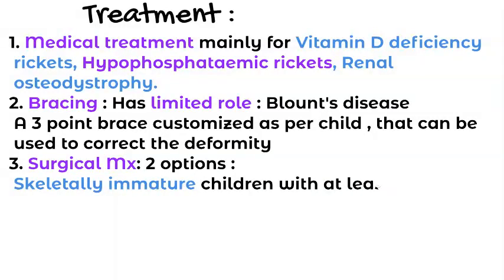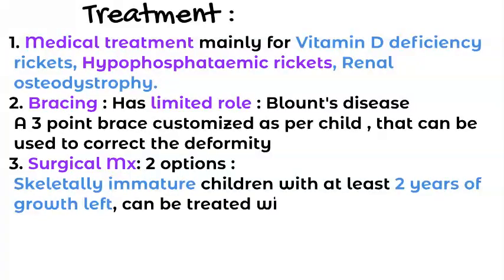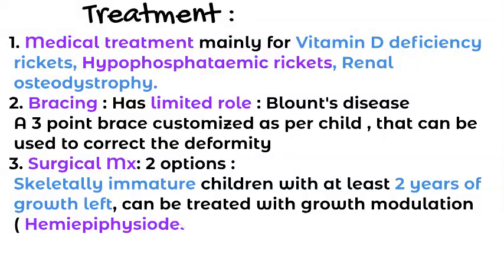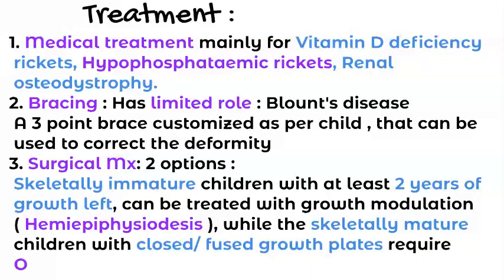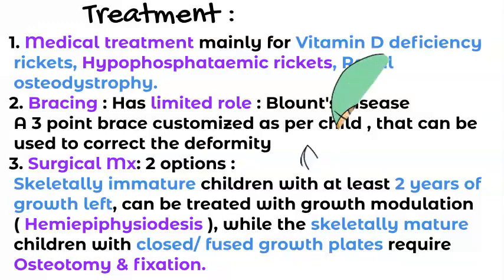Number 3, surgical management. There are 2 options. Skeletally immature children with at least 2 years of growth left can be treated with growth modulation, that means hemiepiphysiodesis, while skeletally mature children with closed or fused growth plates require osteotomy and fixation.